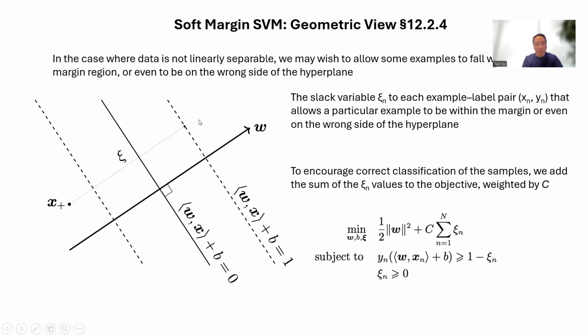But what do we do if we have a positive point that, instead of being on this side of the line, is a little bit on the wrong side, a lot on the wrong side, or even so far on the wrong side that it's beyond the margin for where the negative points are supposed to be?